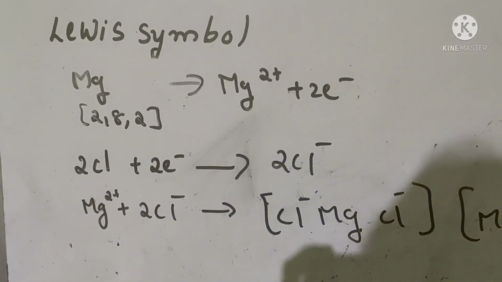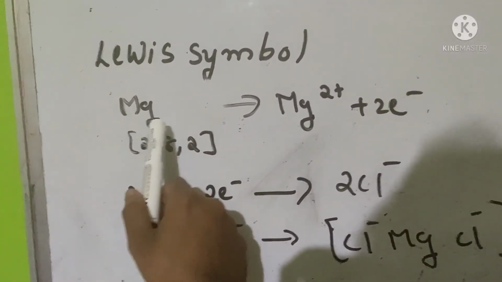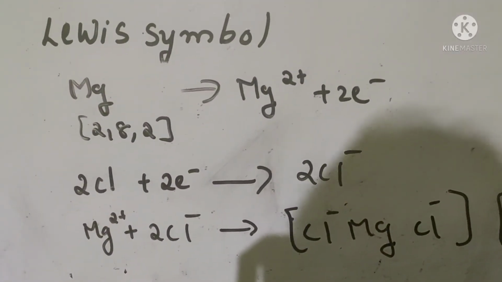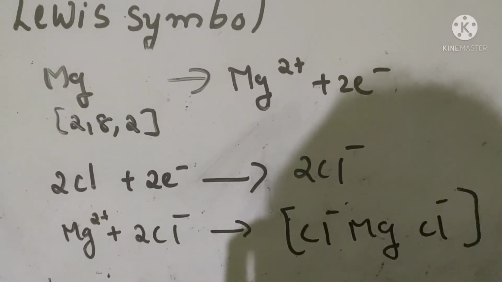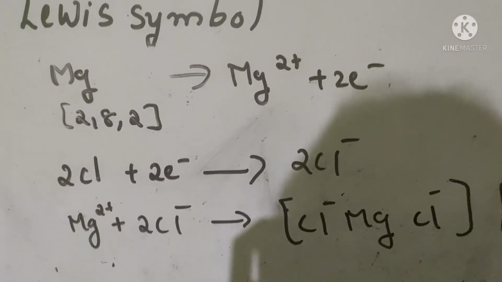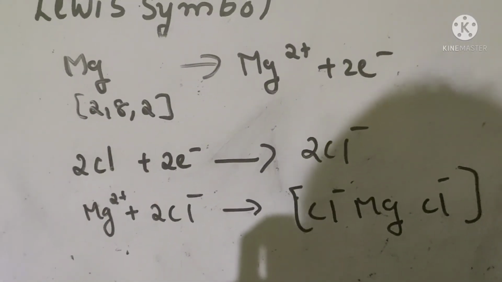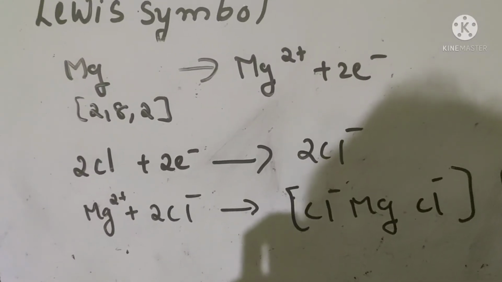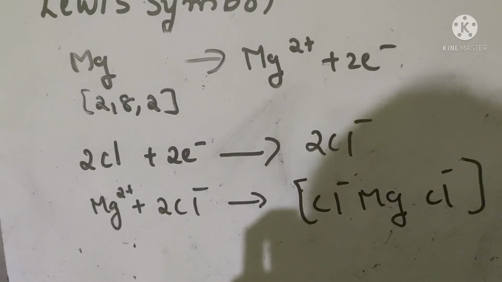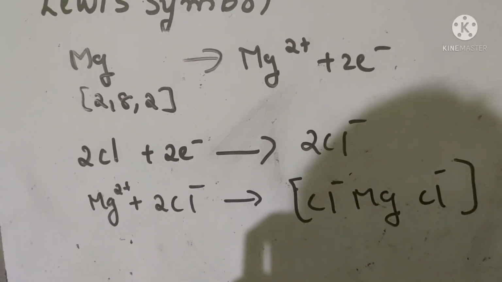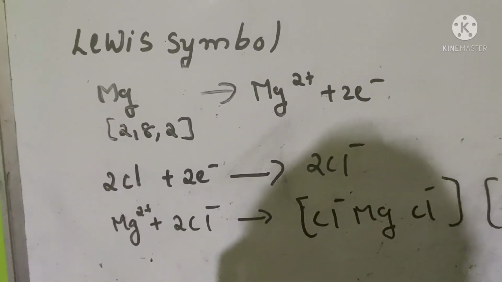Let us take another example. Magnesium and chlorine. What is oxidation and reduction? The electron transfer can also be explained in the form of oxidation and reduction. What is oxidation? Oxidation is the losing of electron. An element which loses electron is said to be oxidized. And the element which gains electron is said to be reduced. Gaining of electron is reduction.